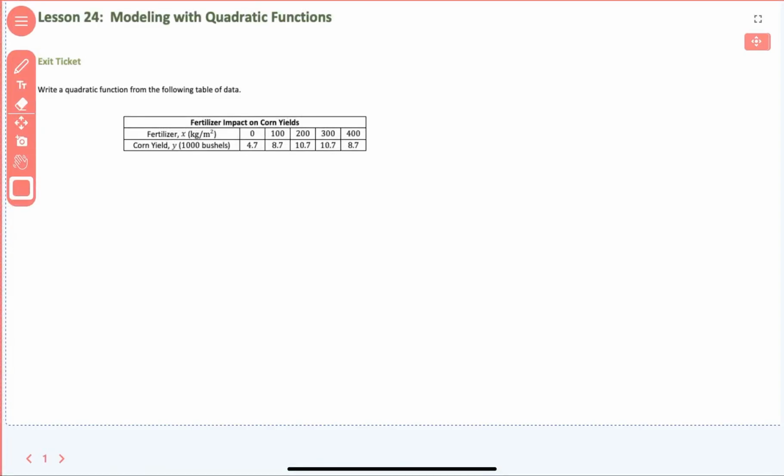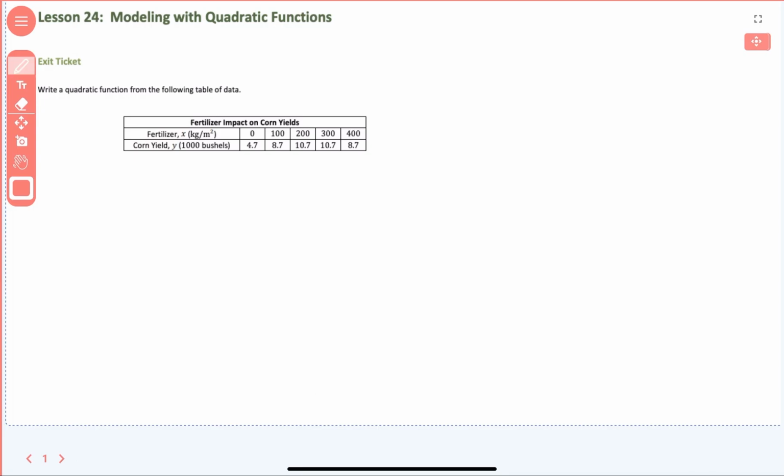Algebra 1, Module 4, Lesson 24, Modeling with Quadratic Functions again. Here we go. Write a quadratic function from the following table. So all you're given are x's and y's. Instead of giving a scenario, you're just given the data points. So you want to use the x's and y's for this.